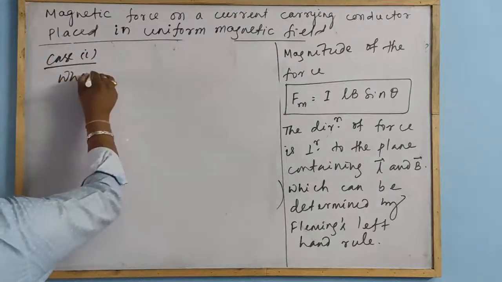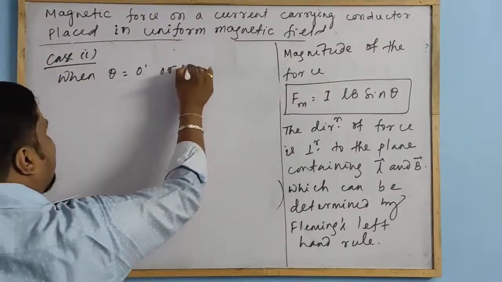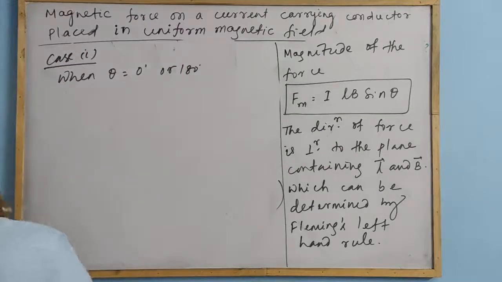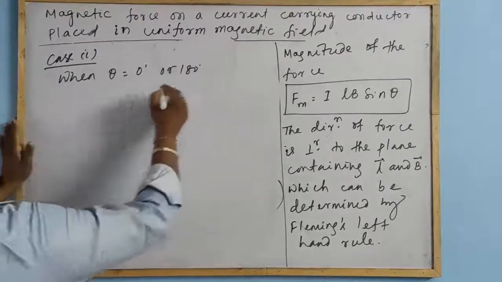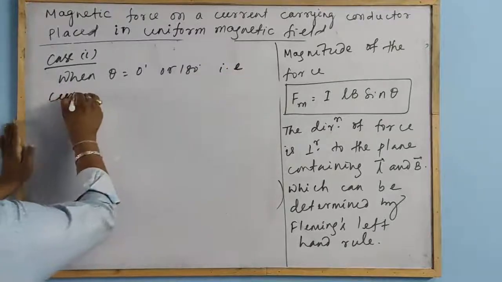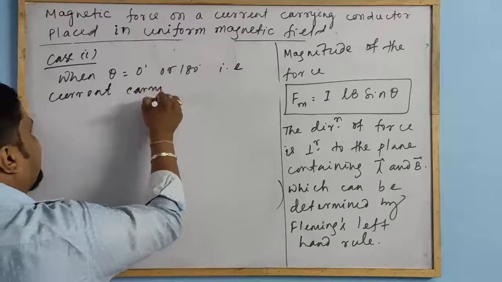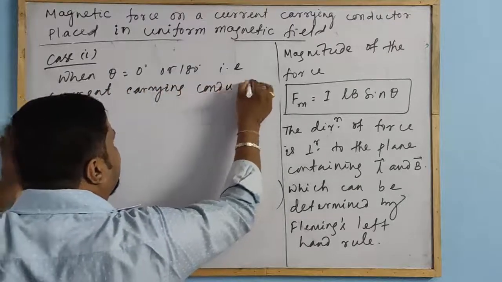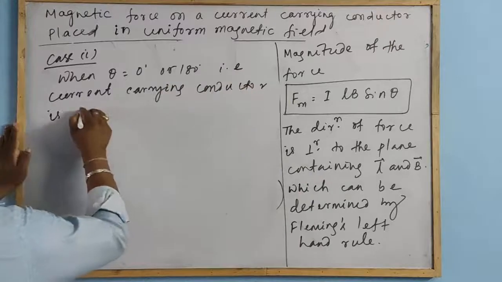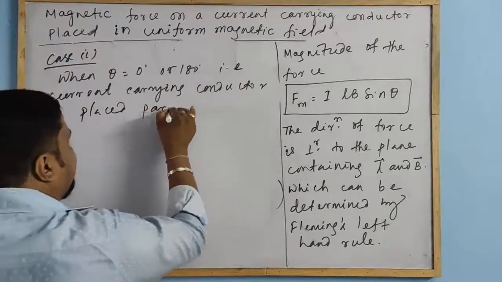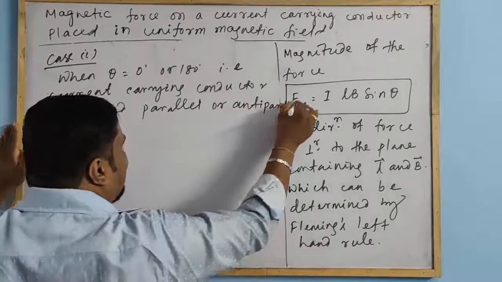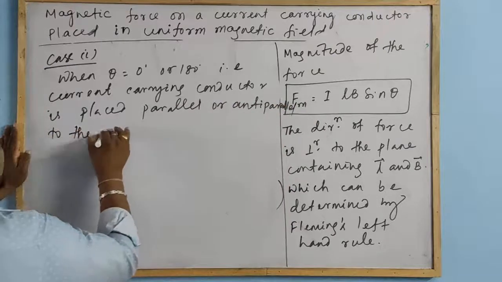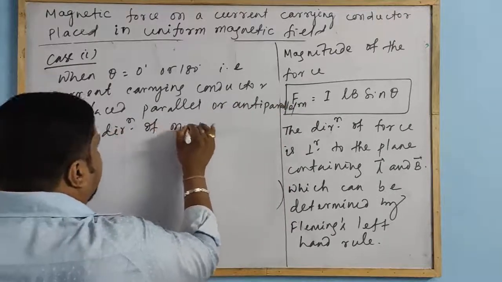When theta is equal to 0 degree or 180 degree, it means the current carrying conductor is placed parallel or anti-parallel to the direction of the magnetic field. Theta is 0 or 180.